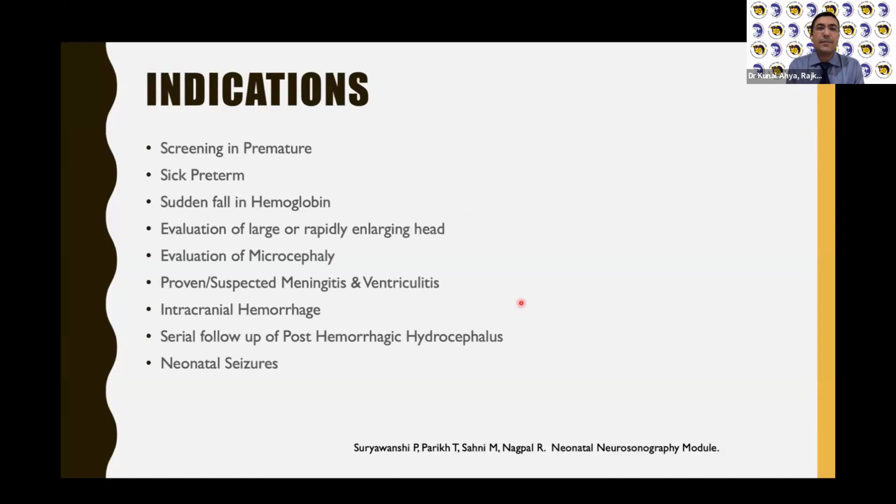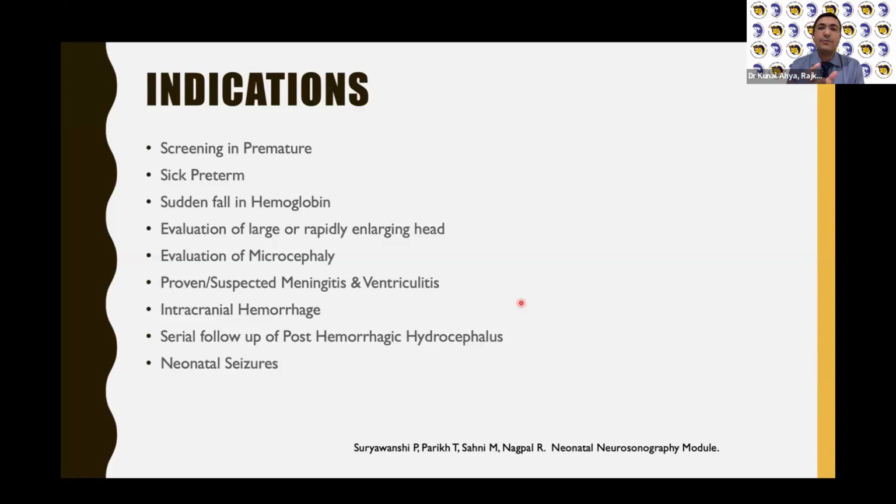Then in all the sick preterm babies, because this baby might get sick because of intraventricular hemorrhage. If there is a sudden fall in hemoglobin, there can be intraventricular hemorrhage. If there is a large or rapidly enlarging head, for evaluation of microcephaly, if you are suspecting meningitis or ventriculitis, you need to see whether hydrocephalus is developing or not, or if there are any intracranial hemorrhages. Even in babies with post-hemorrhagic hydrocephalus, you need to monitor whether the hydrocephalus is increasing or not.